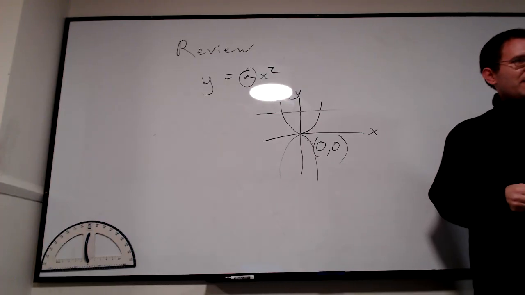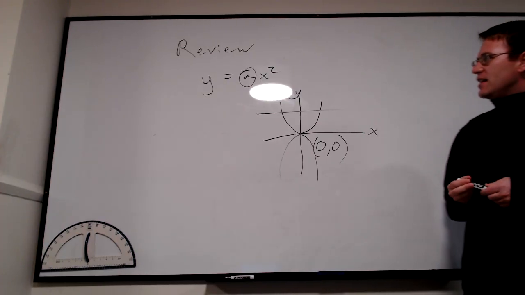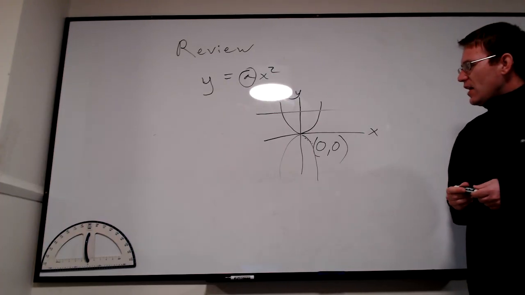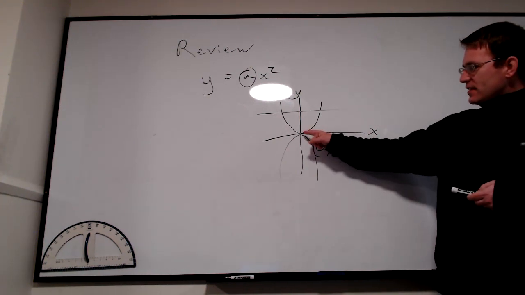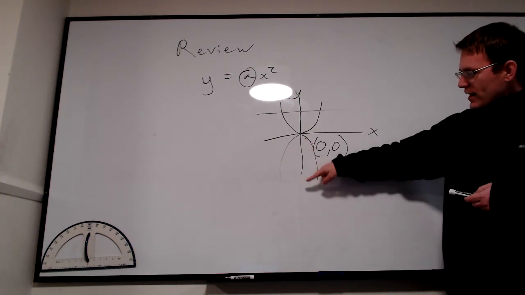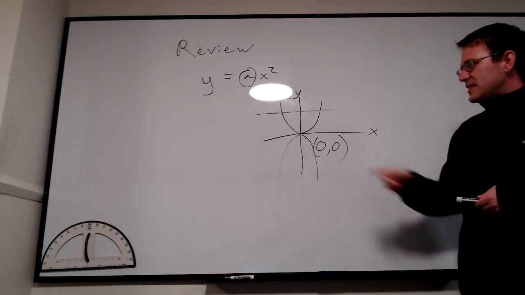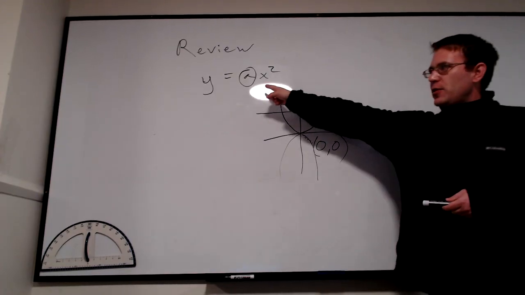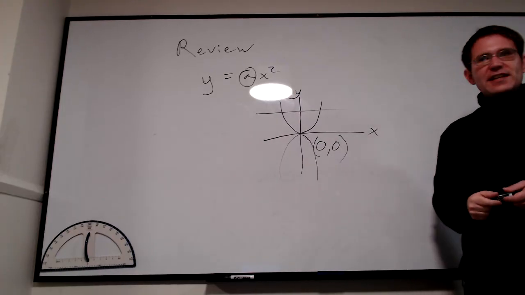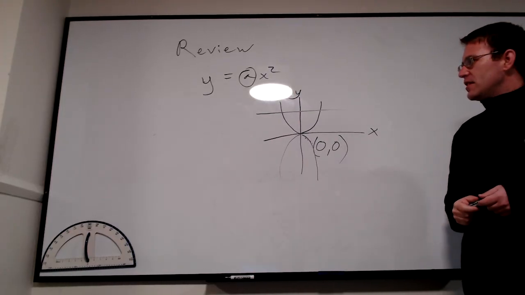Is that all tracking from yesterday? Okay, I see nods. That's a good sign. Okay. And the vertex, so the highest point if it's downward facing, or the lowest point if it's upward facing, is going to be 0, 0 for this form. Whenever it's in that form, the vertex is 0, 0.